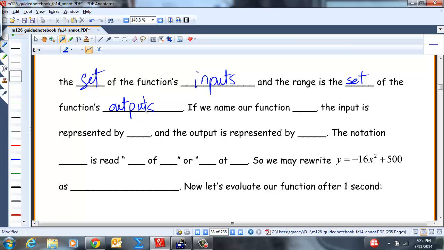If we name our function f, the input is represented by x and the output is represented by f evaluated at x. The notation f evaluated at x can be read f of x or f at x, which is often what I'll say so that we don't confuse f with times. So we may rewrite y equals negative 16x squared plus 500 as f at x is equal to negative 16x squared plus 500.